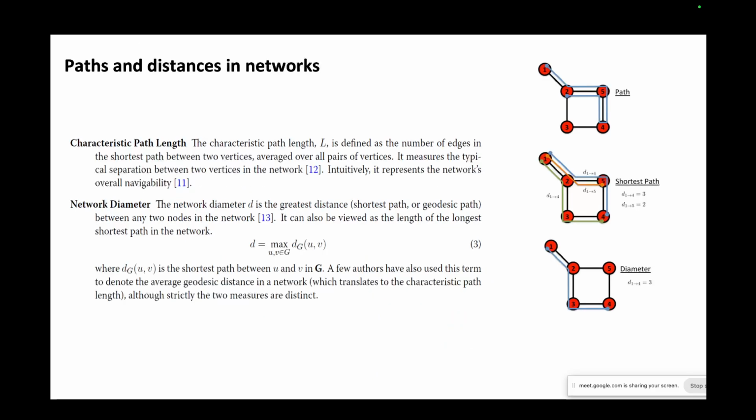Now we have different parameters to define the type of network. Just a second.